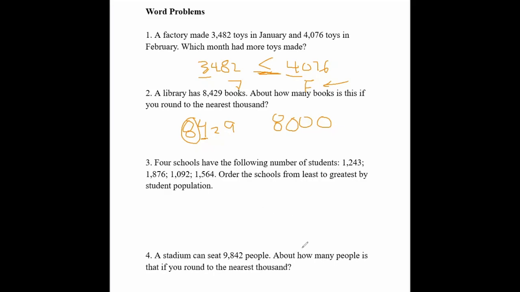4 schools have the following number of students: 1,243, 1,876, 1,092, and 1,564. Order schools from least to greatest by student population. So they all have 1 in the front, but in the third number, the second value is 0, so that would be the smallest, the least, and then the second least would be 2, so 1,243, and then the second greatest would be 5, so it's 1,564, and then 1,876 because that's the only value left.